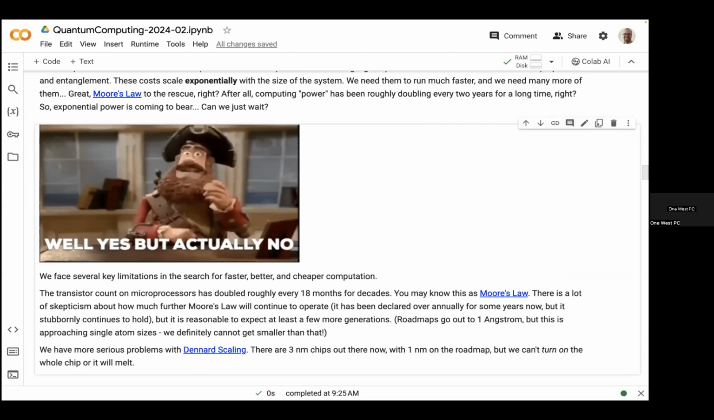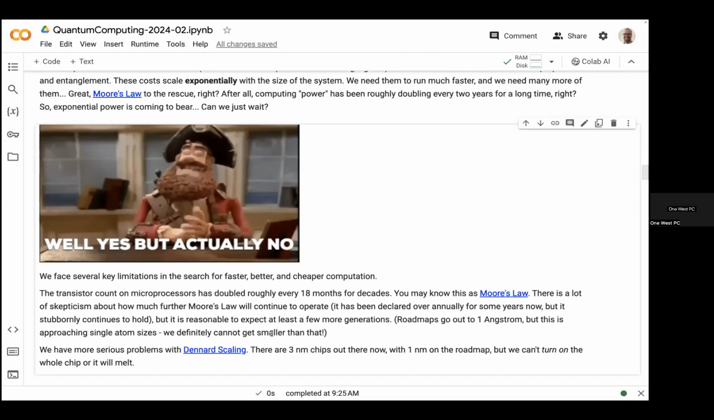So you're not going to go farther than that. So we've got a few more generations of Moore's law, but it's not some arbitrary runway of Moore's law going off into infinity, right? And then there's a more serious problem that you don't hear about a lot that comes from something called Dennard scaling, which basically tells you that the energy density grows exponentially with these transistors.